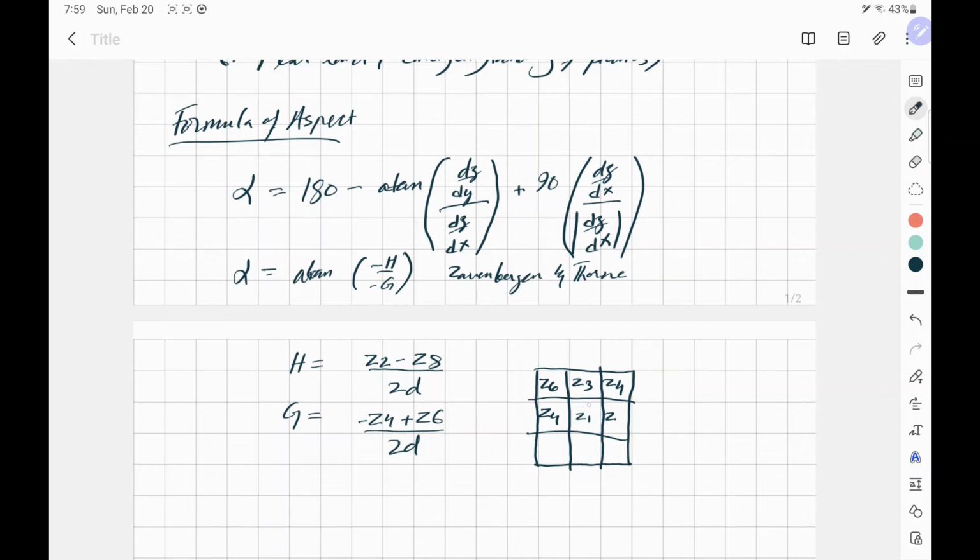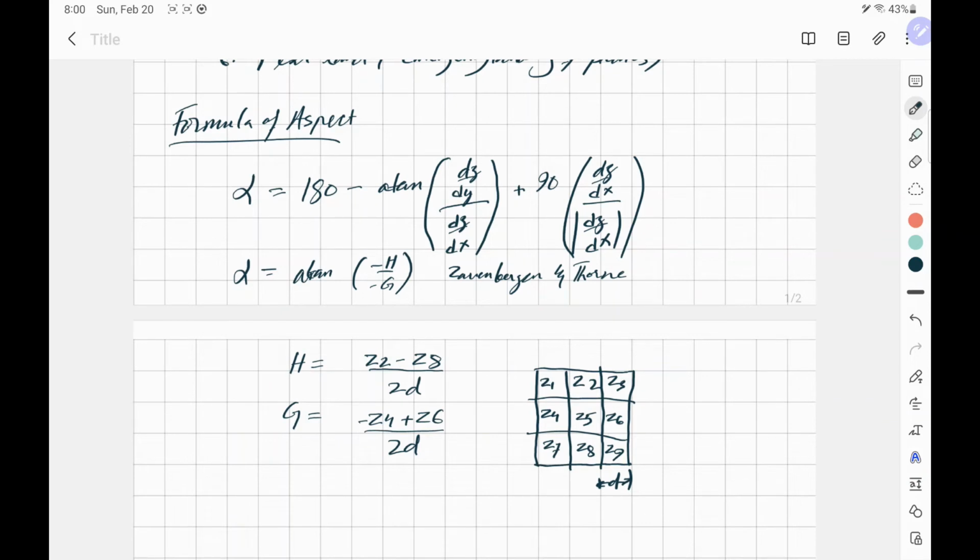Z values, there's some mistake here. Let me rewrite them again. This one is Z5, Z1, Z2, Z3, Z4, Z5, Z6, Z7, Z8, Z9, and this is your D, which is cell size.